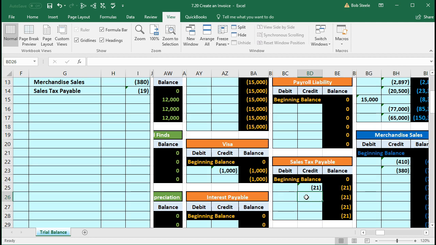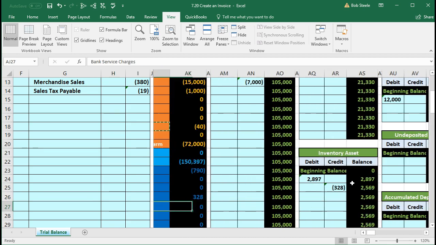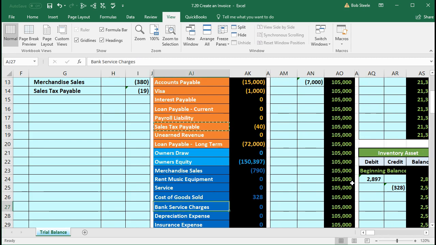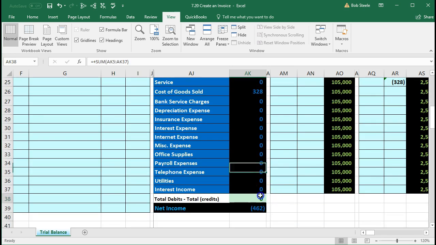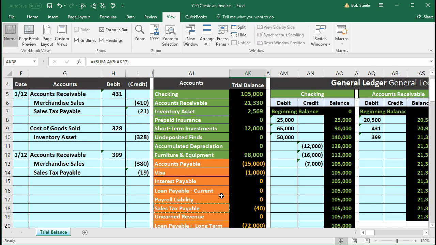We are in cell BD26. We want to get that 19 over to BD26. We're going to do that with an equals and then point to that 19. This is a credit. Those are the same things. When we do the same thing, we will increase the account balance from 21 to 40. So it's an increase. That's not a negative number in terms of debits and credits. It is in terms of Excel, but in terms of debits and credits, it's an increase in the credit direction to a $40 credit. We see that we are in balance down here. We're back in balance from that journal entry.